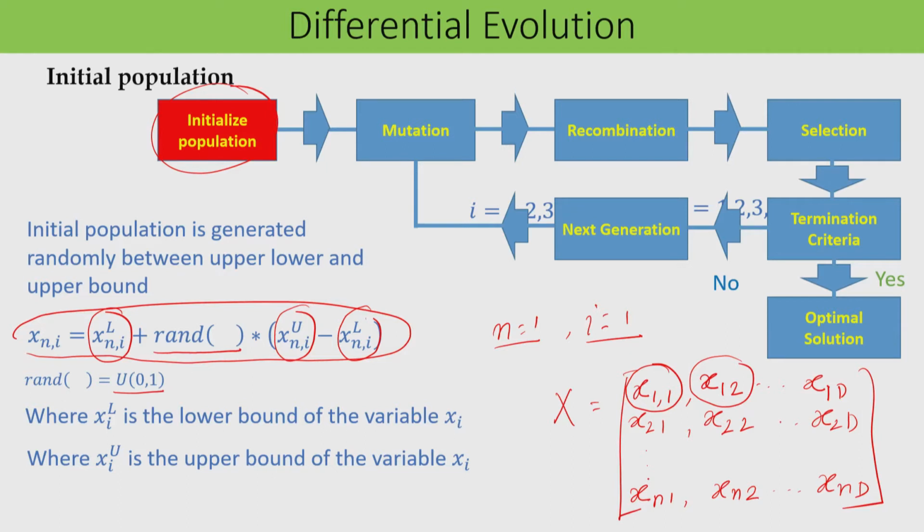Here, as I said, x_i^l is the lower bound of the variable xi, and similarly x_i^u is the upper bound of the variable xi. Now, the next step is the mutation.